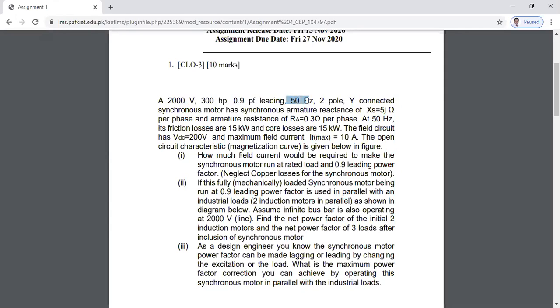Can you change this? You cannot change this. Can you change the poles? You cannot change the construction of the machine. Can you change the Y connected synchronous motor? No, you cannot alter the construction of the synchronous motor. Can you change the windings? No, you cannot change the winding. Can you change the friction losses and core losses? No. This depends on the construction of the machine.